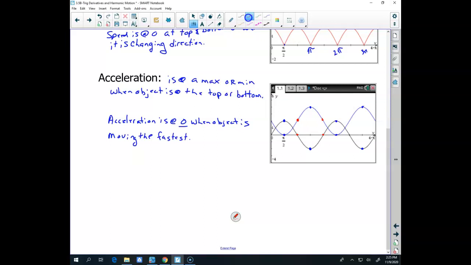Think about it. When you step on the accelerator and you speed up as fast as you want to go and you're going fast, you let off the accelerator, your acceleration is 0, and now you are at your max speed and you'll be slowing down.